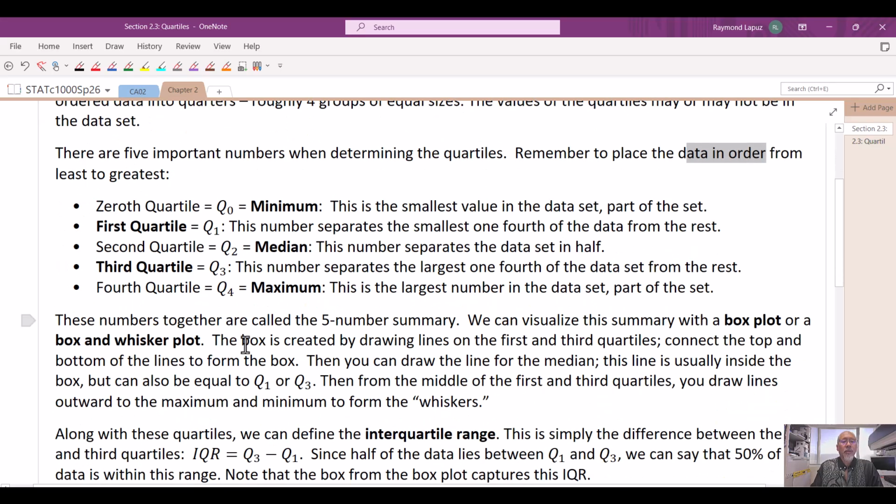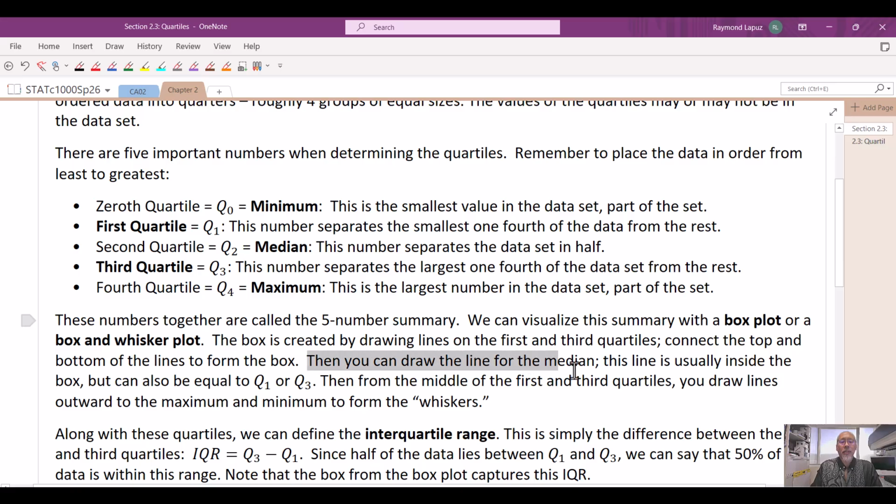Once you have these 5 numbers, we can visualize this 5-number summary with a box plot, sometimes called a box and whisker plot. The box plot is created by drawing lines that represent the first and third quartiles, and you have to be above a number line to do this. And then you connect the tops and the bottoms of those lines to make a box, so that is where the name box plot comes from.